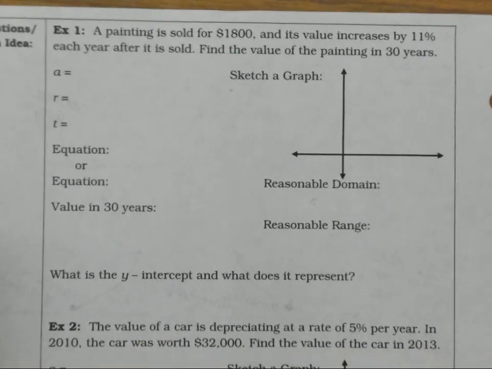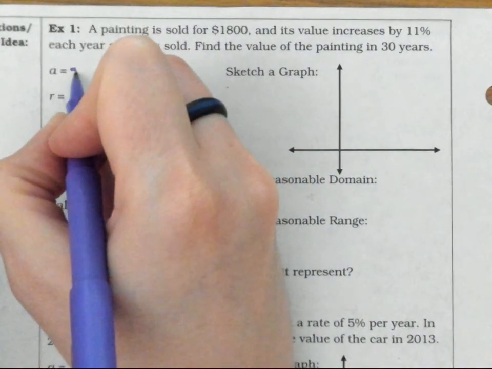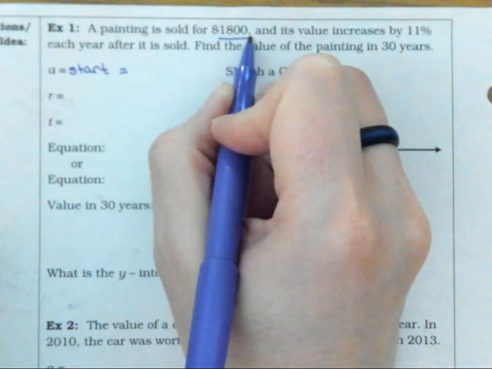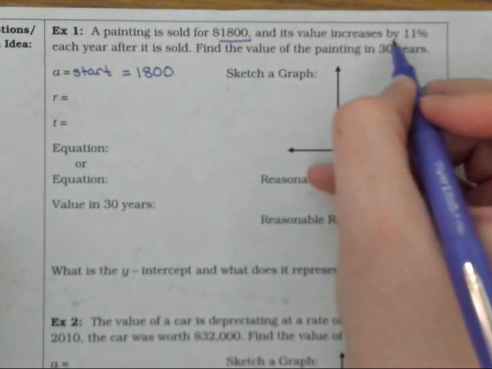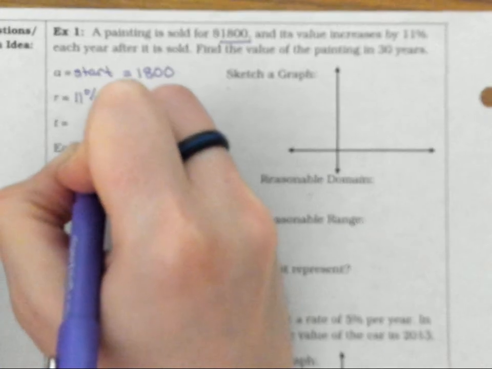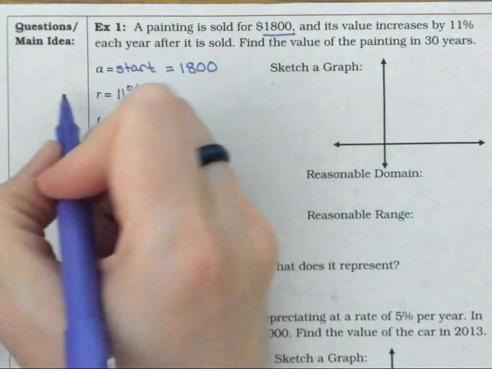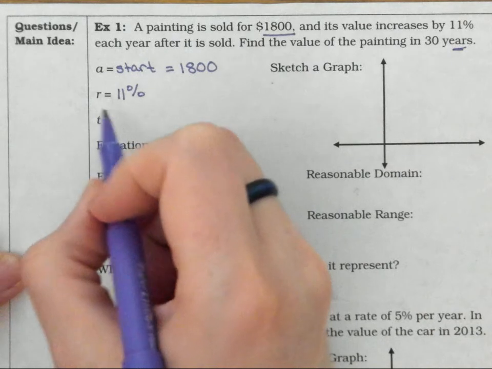It said the painting is sold for $1,800 and its value increases by 11% each year after it is sold. Find the value of the painting in 30 years. So a is your start, and here the painting is sold for $1,800, so that's our starting value. Our rate is 11%. And then t for time, we are measuring time in years.